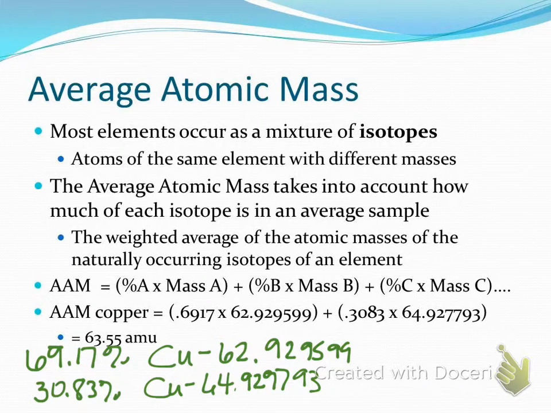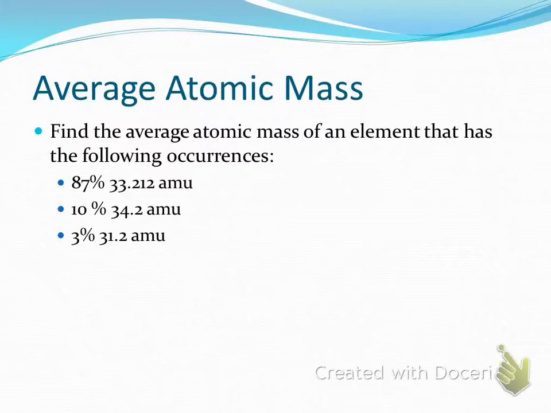You have to convert those percents into a decimal, and then you'll plug it into that equation. Does that make sense? Okay, very good. So, yeah, Joe. Okay, so this time, how many isotopes do you have? 3 isotopes. So we do the same process, but we add all 3 of those together.